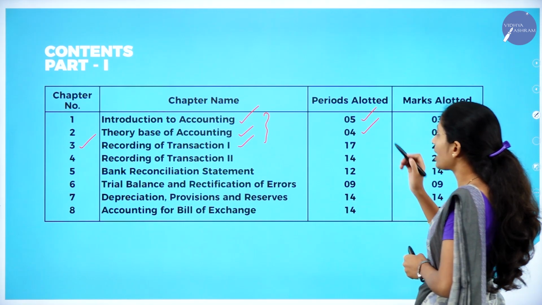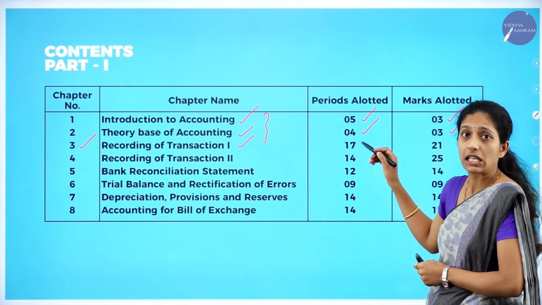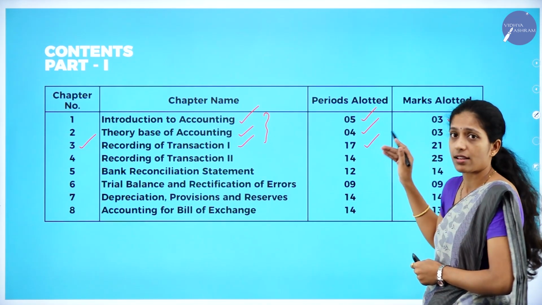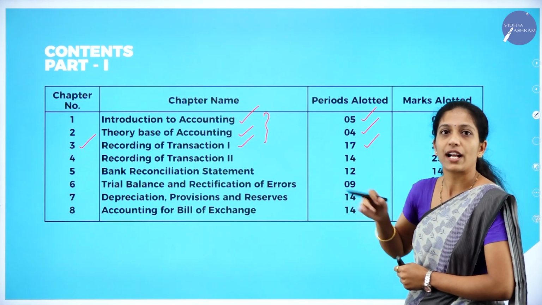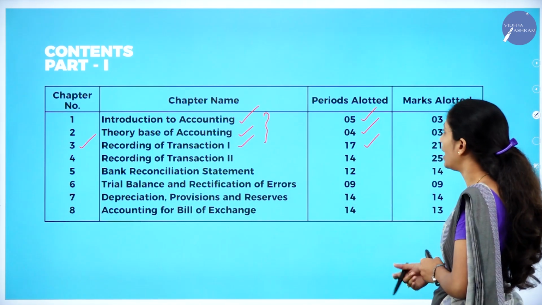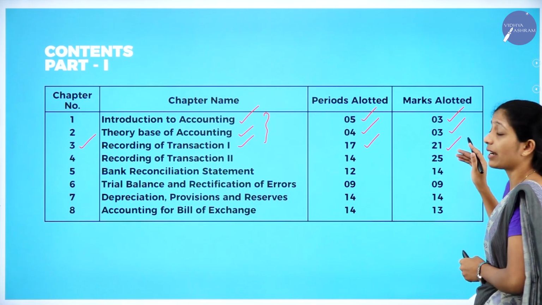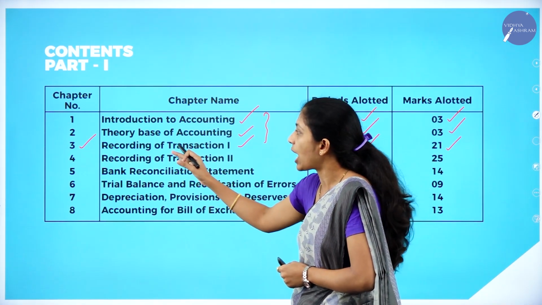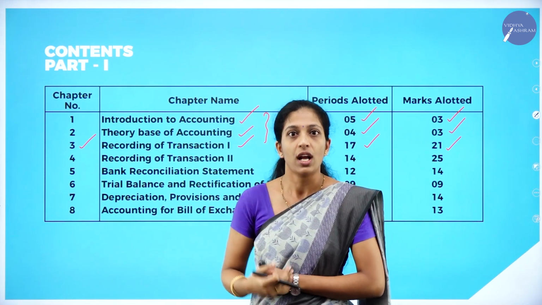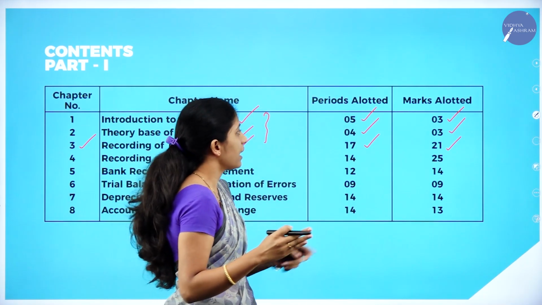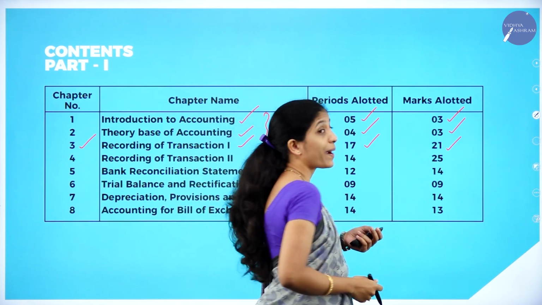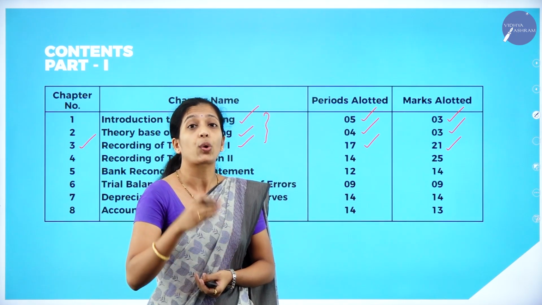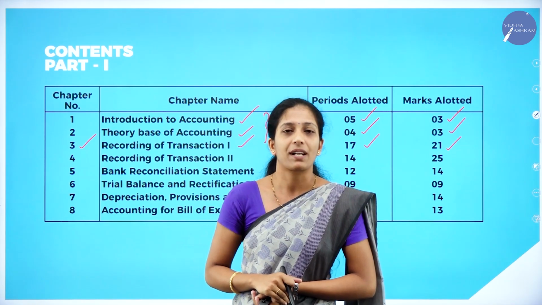Now see the weightage here. So how much period does it require? 17 hours. So 17 hours is required to complete this particular chapter, and the marks allotted, that is the maximum marks you can expect from chapter 3 as well as chapter 4. So if you see chapter 3, what is the marks allotted? 21 marks. So you can expect 21 marks from chapter 3.